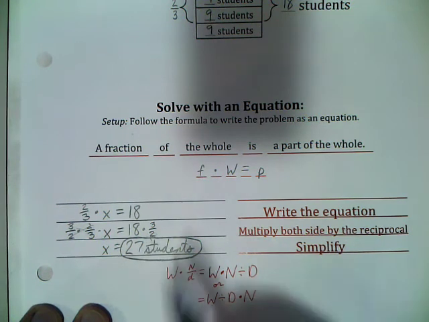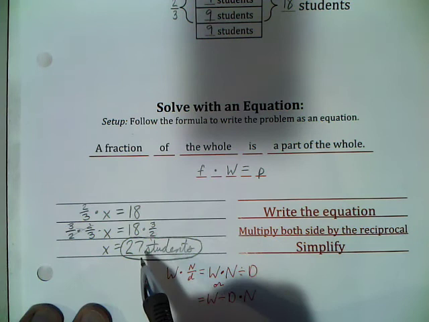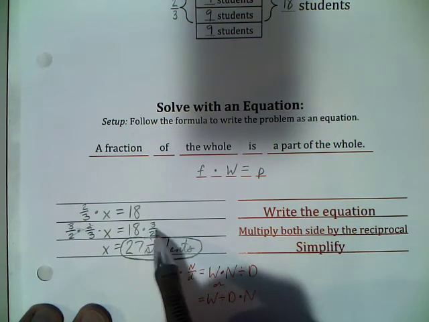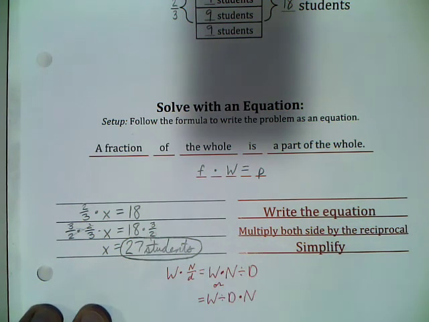Now you could have done this the other way around. Could have done 18 times 3 was 54. Divided by 2 is 27 still. But I think it's easier to start with that division. 18 divided by 2 is nice and easy.